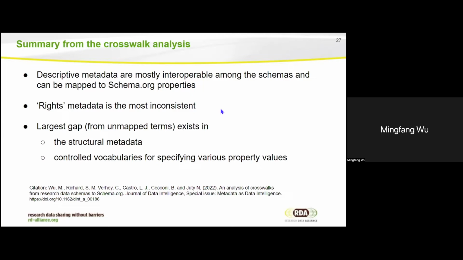And the rights metadata is most inconsistent across source schemas. Those schemas use different terms to express the rights. And also, larger gaps exist in structured metadata and controlled vocabularies for specifying various property values. So those are vocabulary gaps from those unmapped terms from source schemas.